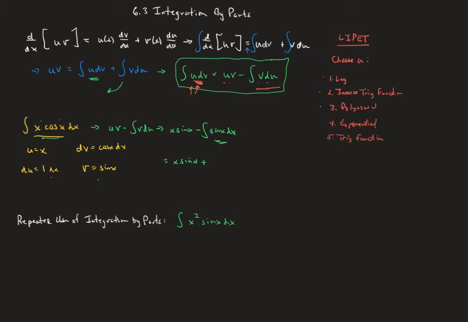And so with the minus sign in front, that's going to give us cosine x plus c. So our final answer is: our integral is x sine x plus cosine of x plus c.